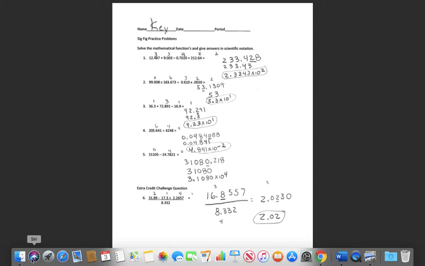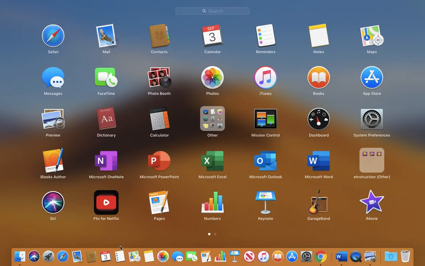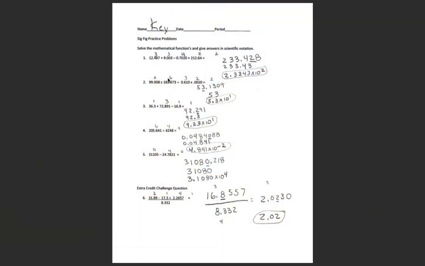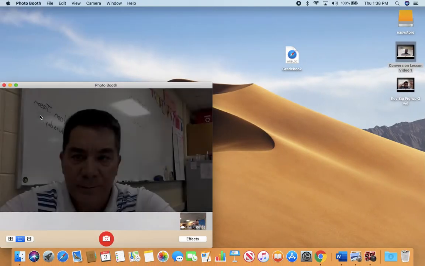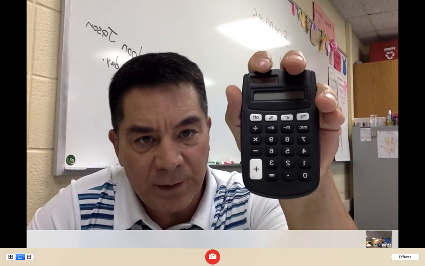Going to do the key to the significant figures practice problem homework. As soon as I figure out how to jump on here and show you guys something, which will be this. There we are. All right, first of all, I use this. Mr. Pierce, right? This thing came from Dollar Tree.